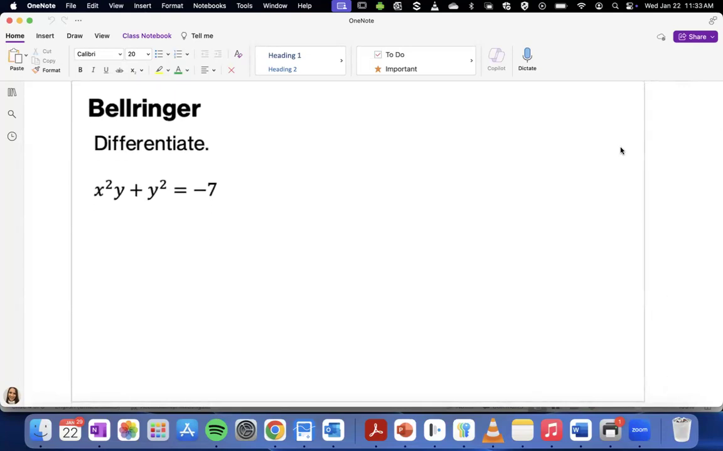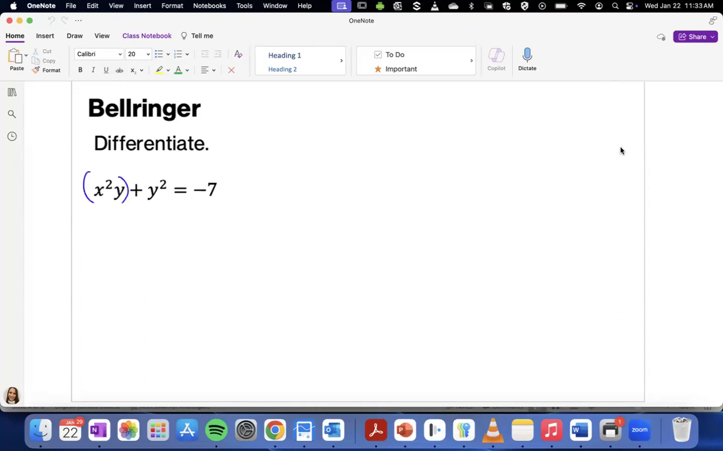Right, jumping in. When we differentiate this, we are going to use implicit differentiation because it is not solved for y. So then I asked myself, what calculus rules am I going to have to use for this problem? What about the product rule? So this guy is going to require the product rule.